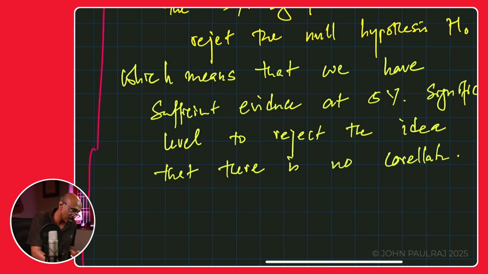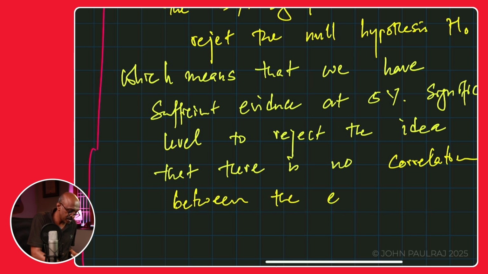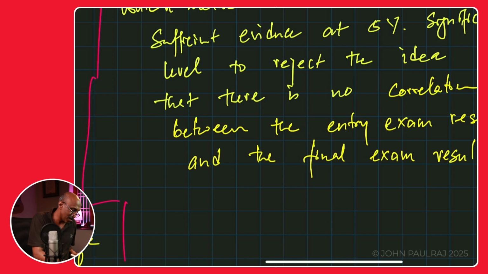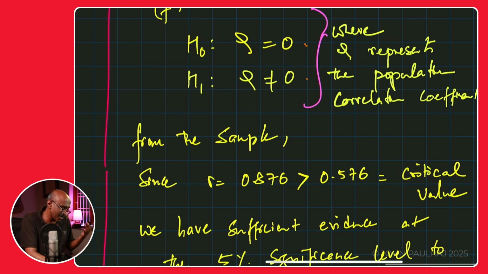I think my spelling for correlation is incorrect. Correlation between the entry exam results and the final exam results. I think that should be good. All right, that should be good. So basically you're saying that there is a correlation.